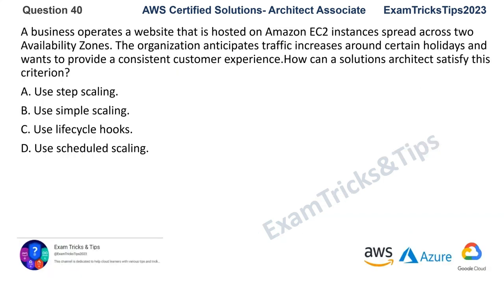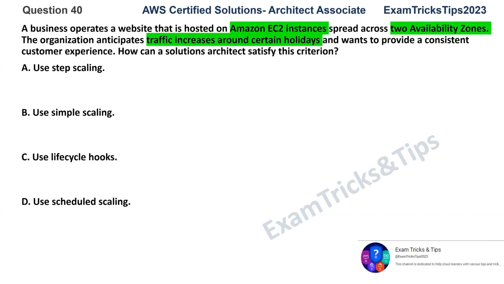Question number 40. A business operates a website that is hosted on Amazon EC2 instances spread across 2 availability zones. The organization anticipates traffic increases around certain holidays and wants to provide a consistent customer experience. How can a solutions architect satisfy this criteria? We have 4 options here. Let's go through each of these one by one, and we'll eliminate the wrong options to arrive at the correct answer.